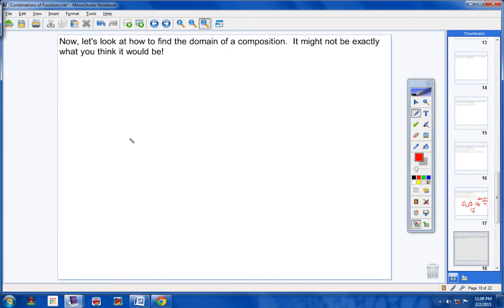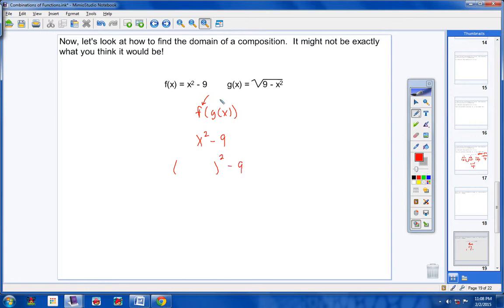Now, let's look at how to find the domain of a composition. It might not be exactly what you think it would be, so please take some really good notes. Let's go ahead and find the composition f of g of x. Now I'm going to do this quickly. You can take some notes. Let's find the composition of these two functions. My outer function is f, so I write my f function. Then where the x is, I put parentheses big enough for my inner function, which is g. So here's my inner function, pick up g and put it right here.